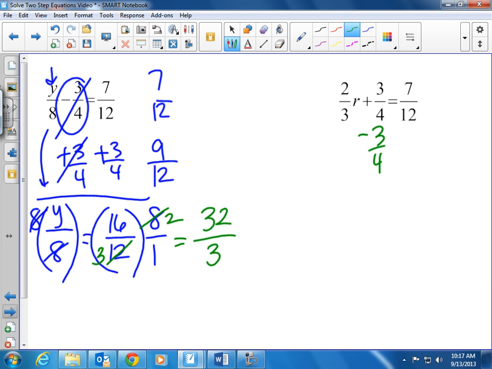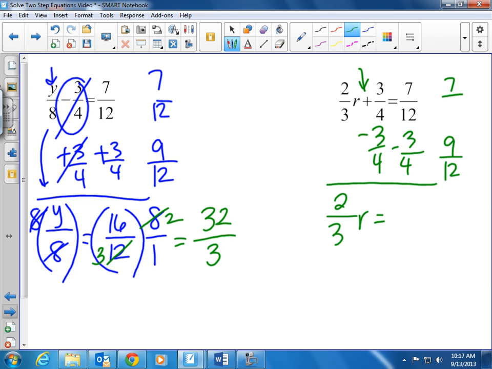All right, so first thing I wanted to do was move that 3/4 over. I move it over by subtracting it because it's positive. So I subtract 3/4 from each side. I'm left with 2/3 r is equal to, once again, I need to get a common denominator. That is 9/12. Okay, this problem is very similar. It has some similar aspects to it. I'm subtracting 7/12 minus 9/12, which is negative 2/12.